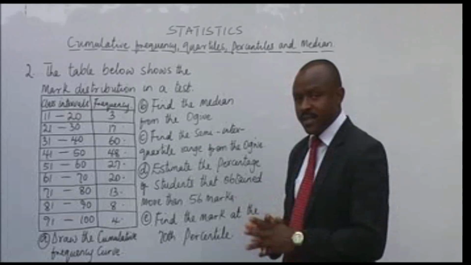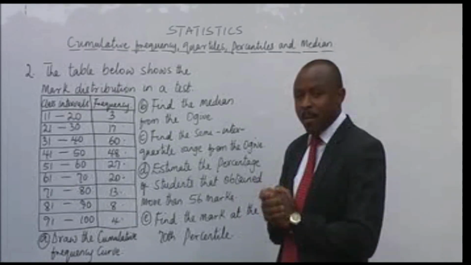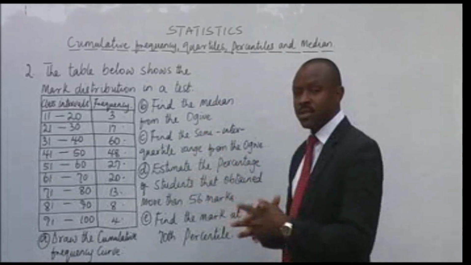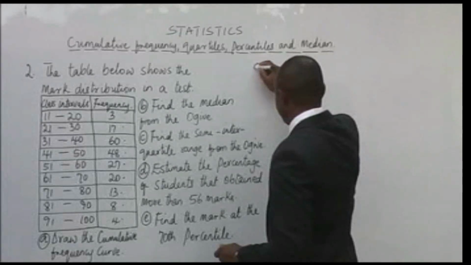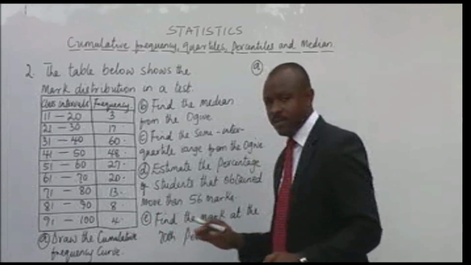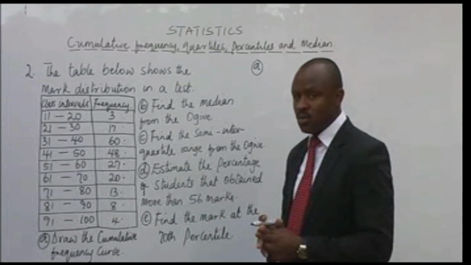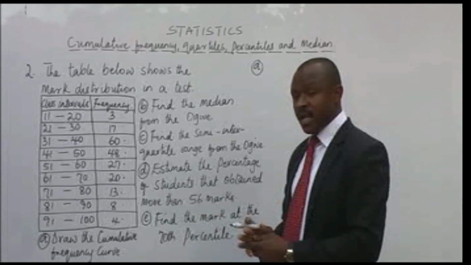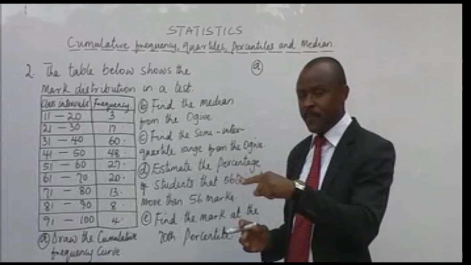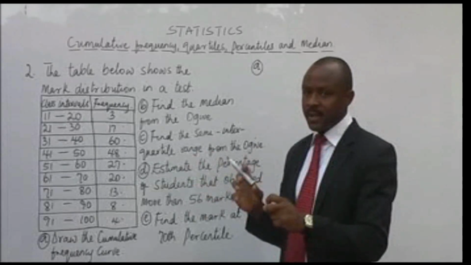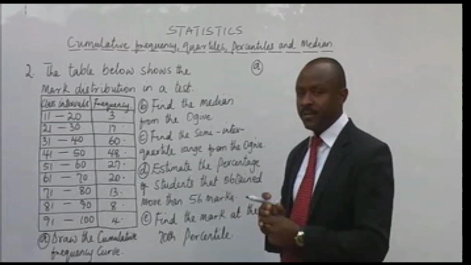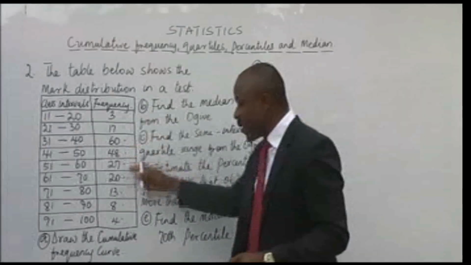And by the time we finish, you are going to know more about how to use your ogive to calculate all these things. Question number A. We should draw the cumulative frequency curve. I know now you know how to draft the cumulative frequency table, because it is from the cumulative frequency table that you will derive the information you will use in drawing your ogive. First of all, let's get the cumulative frequencies.